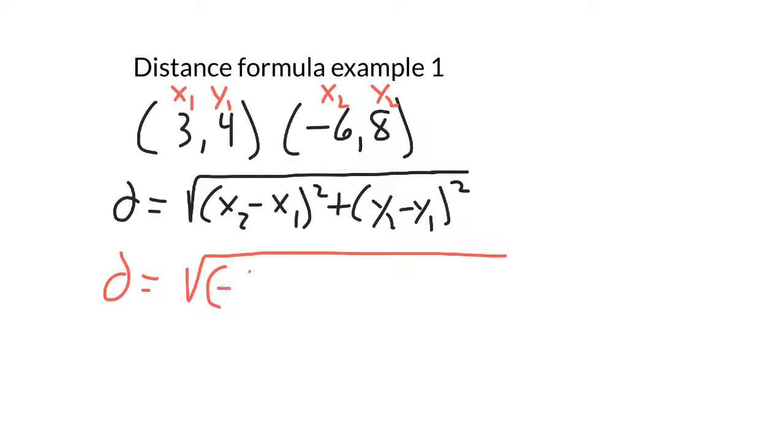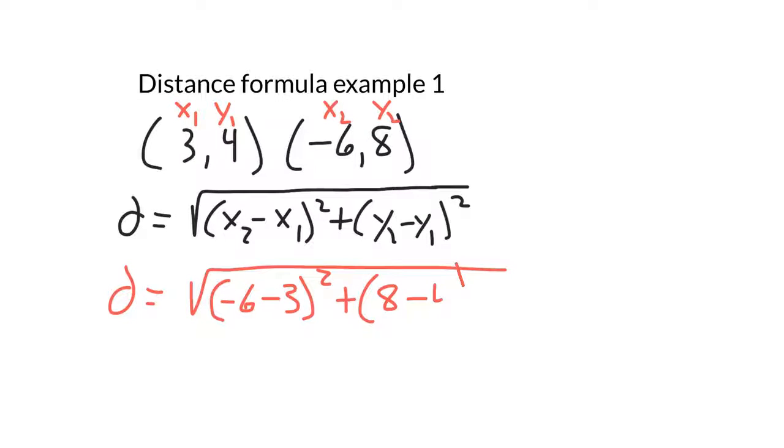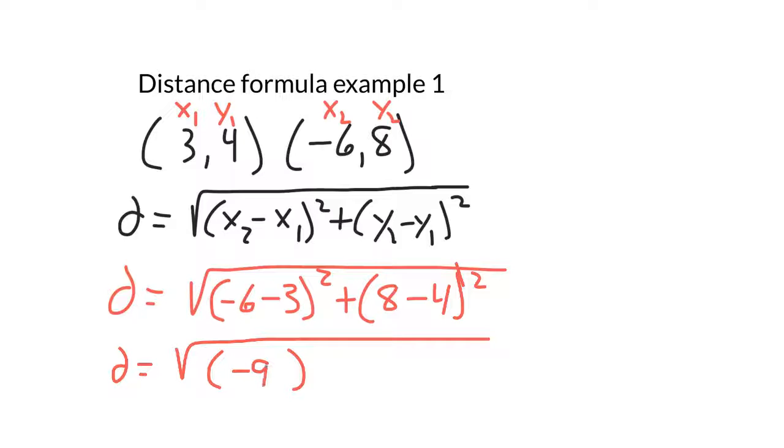x2 is -6 minus x1, which was 3, and y2, which is 8, minus y1, which was 4. Now we'll work on figuring out what's in each of those sets of parentheses. In this parenthesis is -6 minus 3, which is -9, being squared. And in this set of parentheses is 8 minus 4, which is 4, being squared.